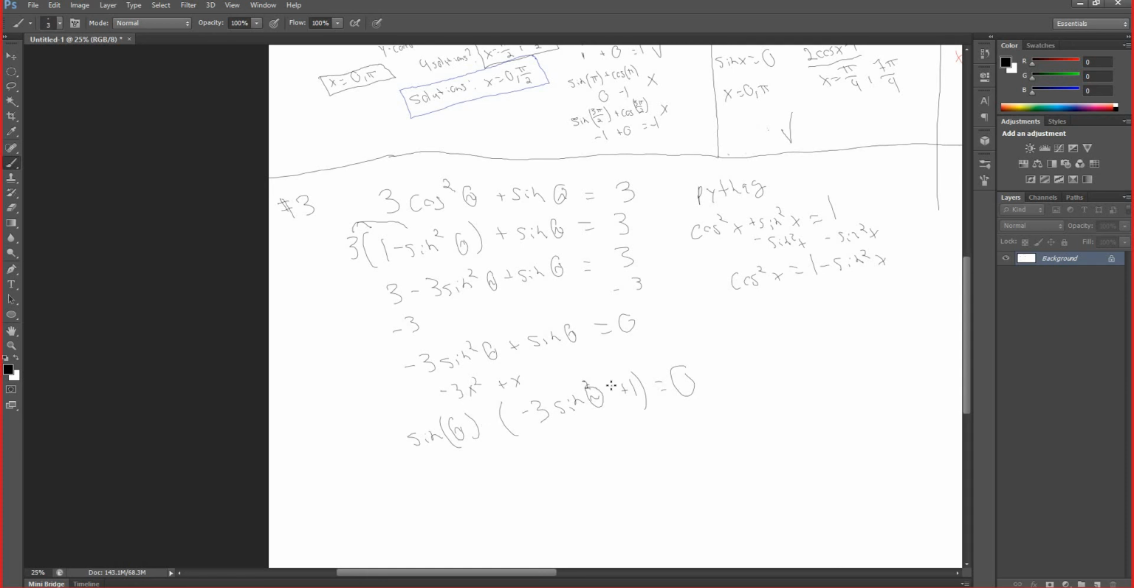I now have two factors. I can just set them both equal to 0, so I can have sine of theta equal to 0, which we saw gives us theta as 0 or pi. On the other factor, minus 3 sine of theta plus 1 is equal to 0. This is just an algebraic equation, so subtract 1. So I have minus 3 sine of theta equal to negative 1. Divide by negative 3. So I have sine of theta is equal to 1/3.